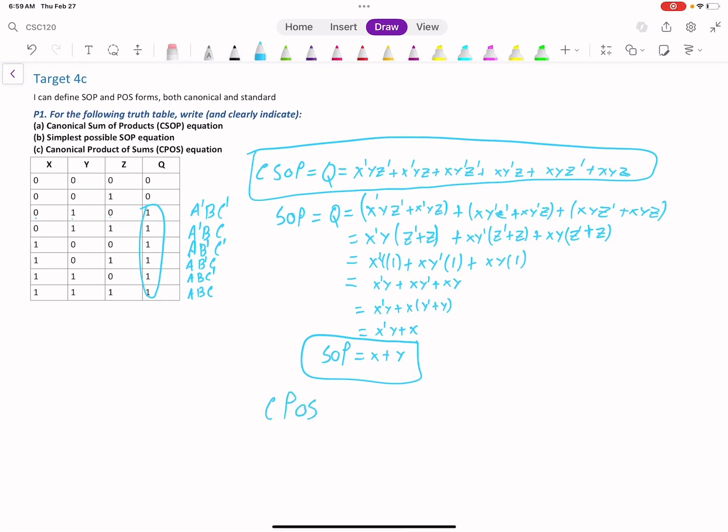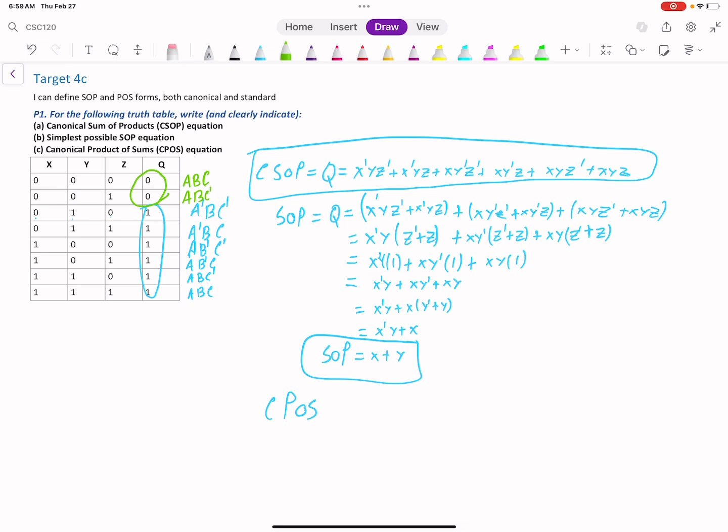To find our CPOS, the canonical product of sums, we have to find the rows that output 0, which are these right here: A, B, C, and A, B, C prime. That would equal 0. Again, I'm writing in A form over here. I don't even know why I'm doing that, but it is 7 a.m. right now.